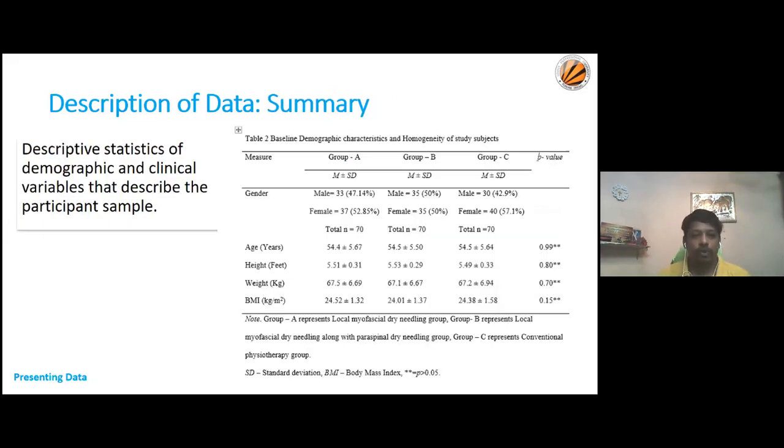Of your data, the descriptive statistics should be provided for your study. Actually, let us see this table. Right, so this table has got three groups. The baseline data needs to be described at the most, especially when you are doing your comparative study.